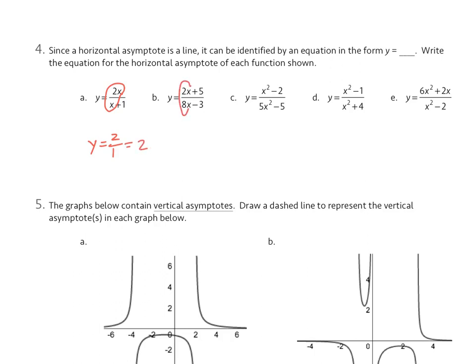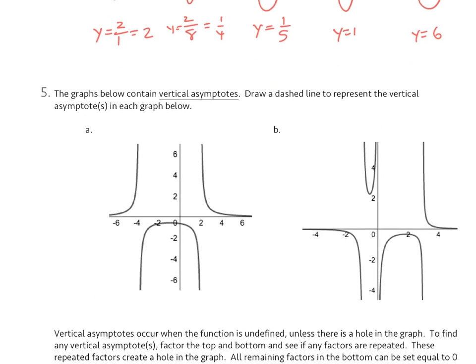The highest degree terms are 2x and 8x. So y equals 2 over 8, or 1/4. I'm making these easy, but that's okay. Just want you to get a sense of how these go. Y equals 1, y equals 6.